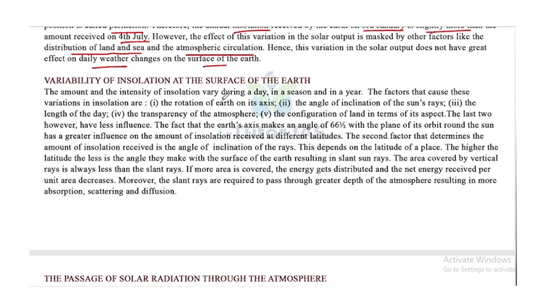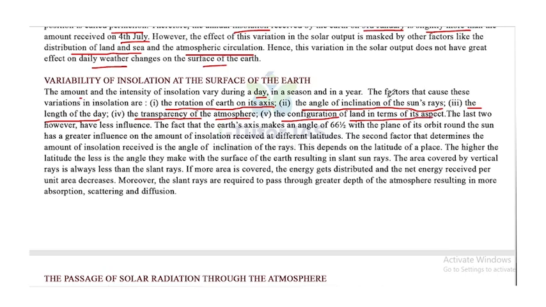Now, variability of insolation at the surface of the Earth. The amount and the intensity of insolation vary during a day, in a season and in a year. The factors that cause these variations in insolation are: first, the rotation of the Earth on its axis; second, the angle of inclination of sun's rays; third, the length of the day; fourth, the transparency of the atmosphere; fifth, the configuration of land in terms of its aspects.